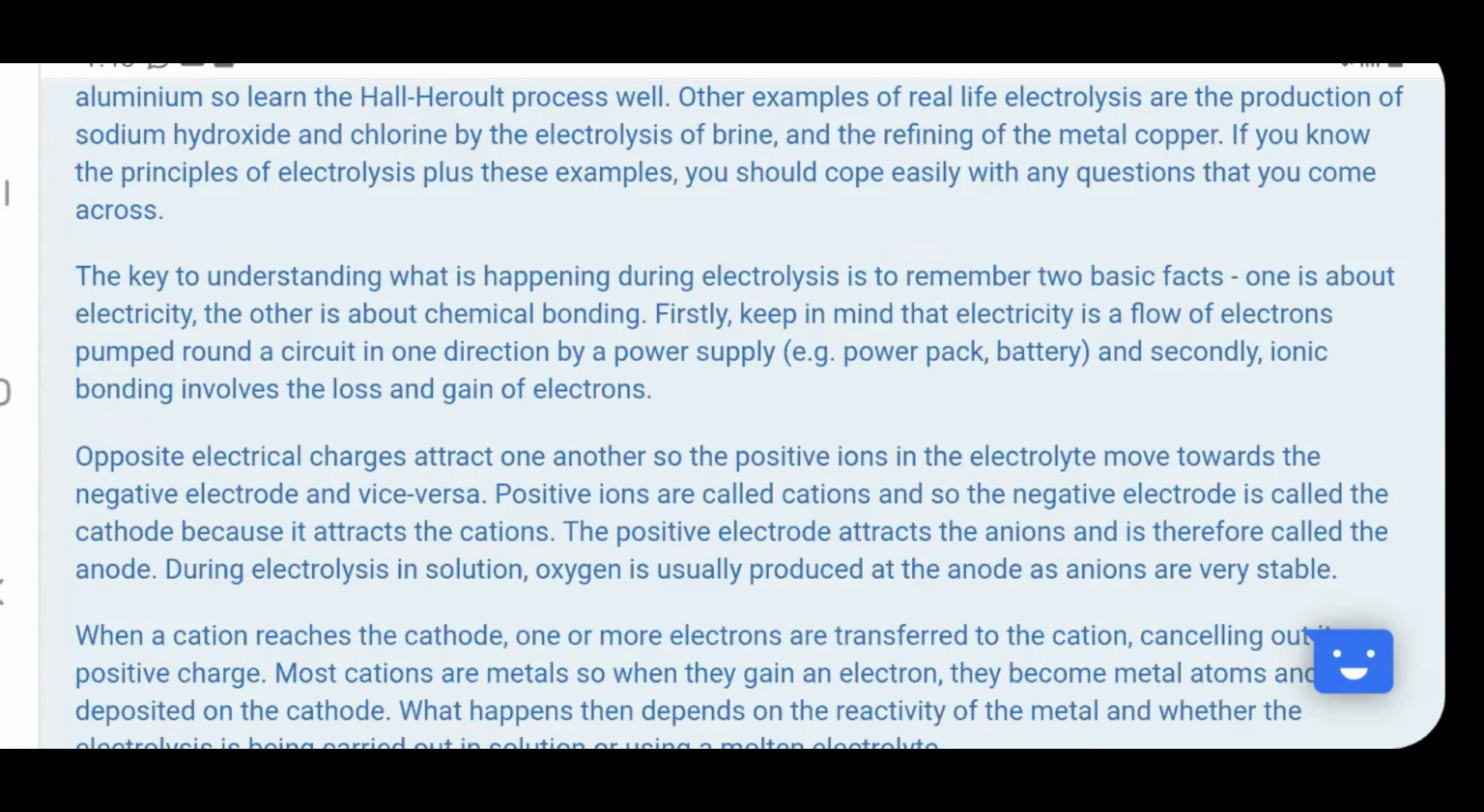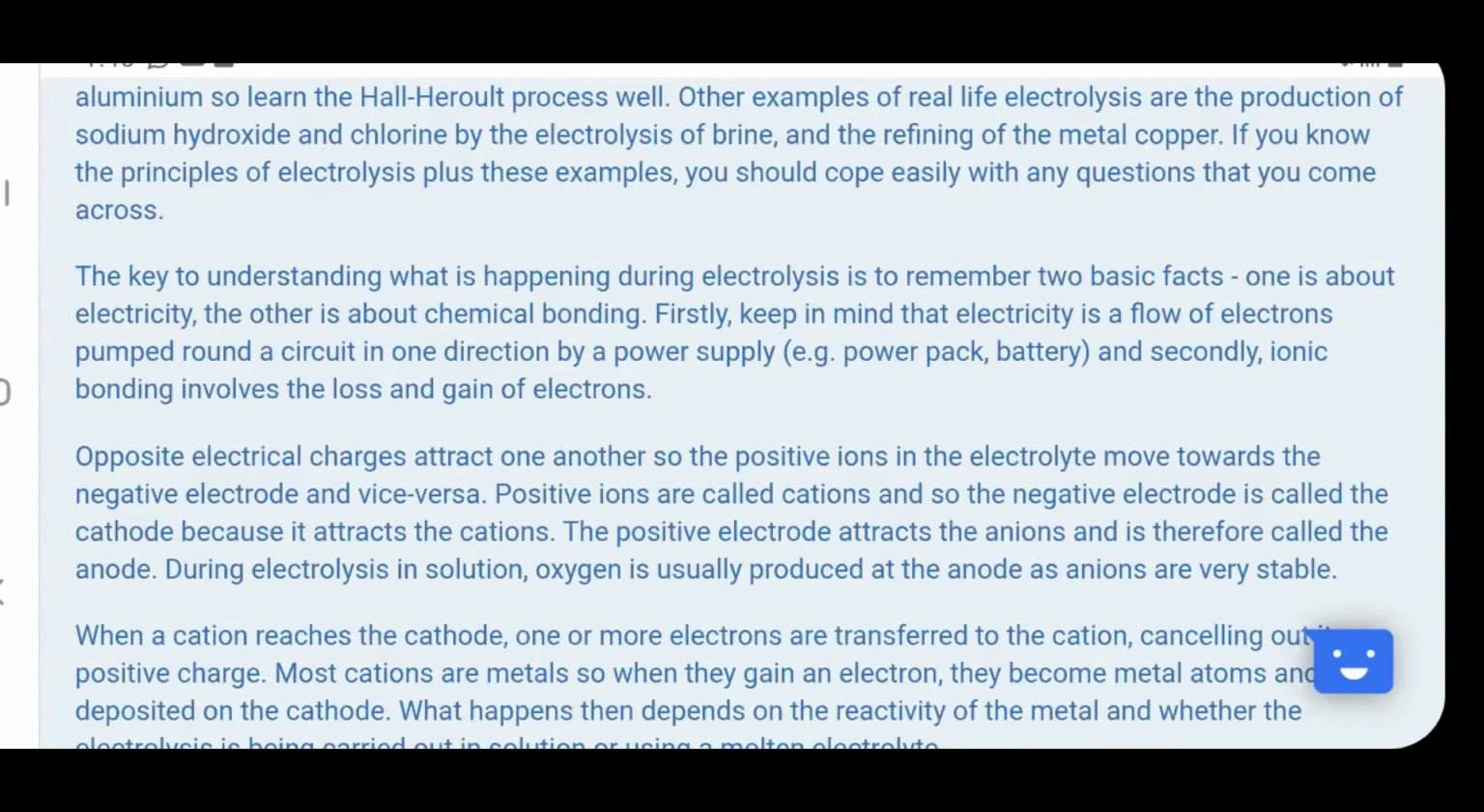The cations, which are the copper ion, zinc ion, lead ion, iron ion, silver ion, sodium ion, potassium ion, you name it, positive charge, they will go to the cathode because the cathode is negative. Unlike poles attract again. Good. Positive ions are called cations, like I mentioned to you before. And so the negative electrode is called cathode, like I just referenced to you, because it attracts the cations. The positive electrode attracts the anions and is therefore called the anode. Remember, I told you that before.